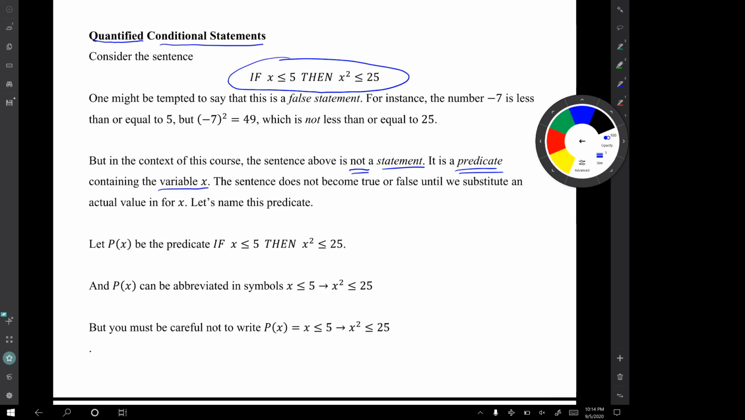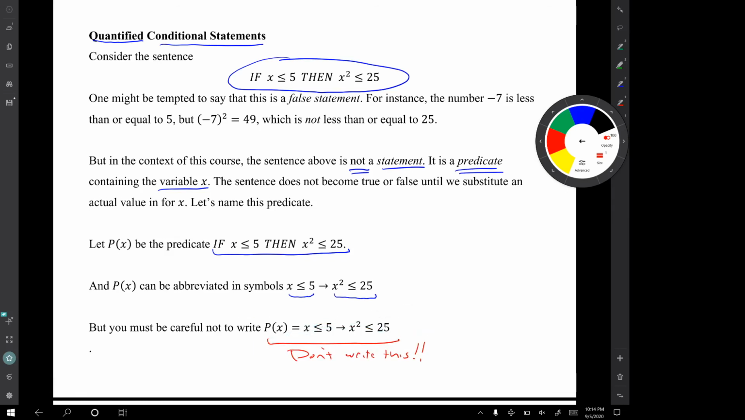Let's name this predicate. Let's let p of x be this predicate. If x is less than or equal to 5, then x squared is less than or equal to 25. And we can abbreviate that in symbols. We can say x less than or equal to 5, arrow, x squared less than or equal to 25. Now, you have to be careful to not write this.